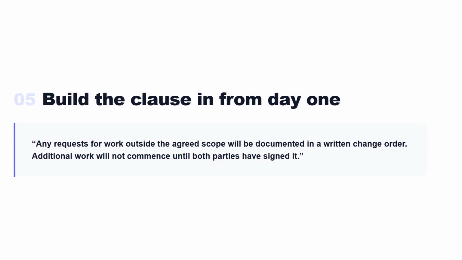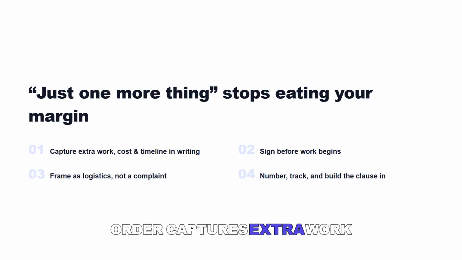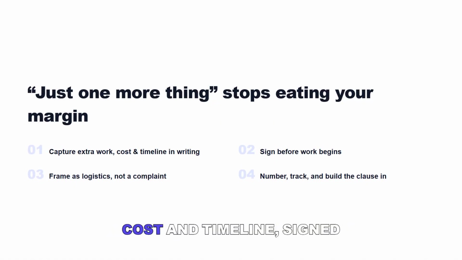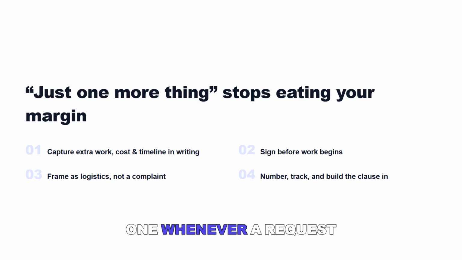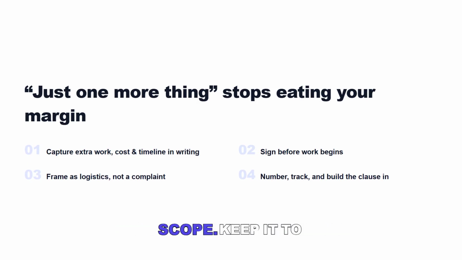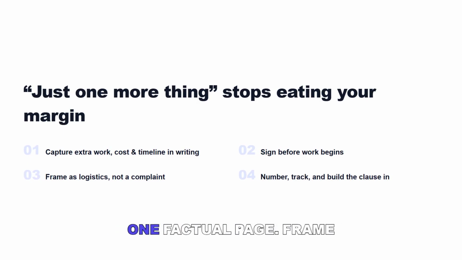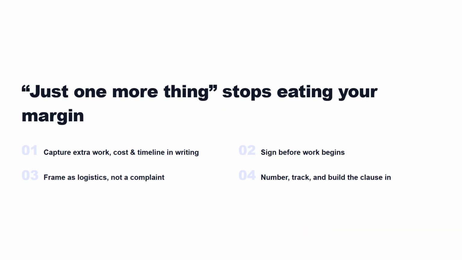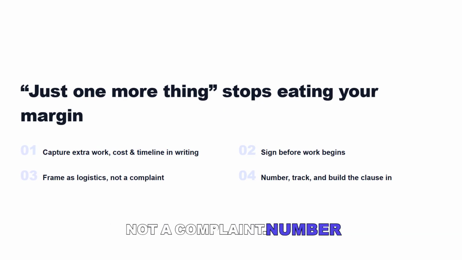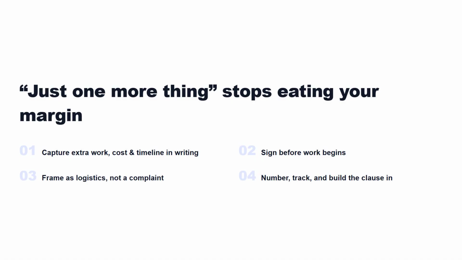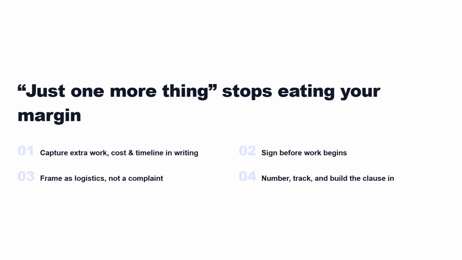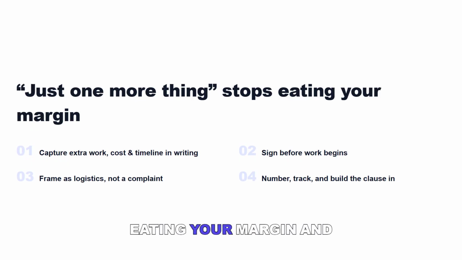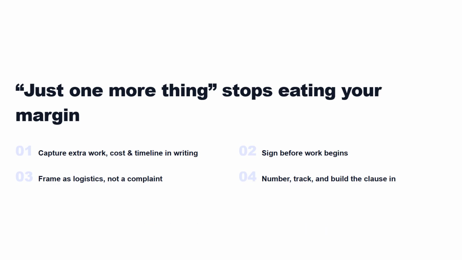So, to sum up, a change order captures extra work in writing, with its cost and timeline, signed before you start. Issue one whenever a request goes beyond your original scope. Keep it to one factual page. Frame the conversation as logistics, not a complaint. Number and track them. And build the clause into every contract up front. Do that, and just one more thing stops eating your margin and starts adding to your income.